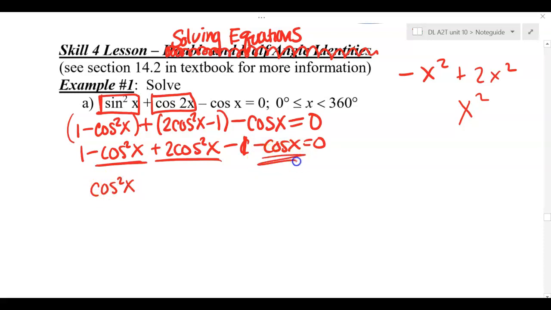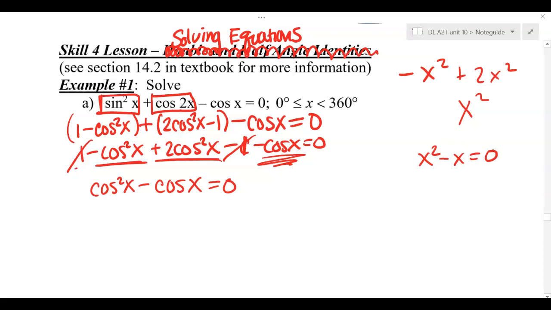I then have a cosine x. There's no other single powers of cosine, so that can't be combined or simplified with anything. I then have a positive 1 and a negative 1, which will add up to 0 and cancel each other out. So again, if you're struggling with the cosine part of it, what you have right here is really similar to having this. That's a quadratic.